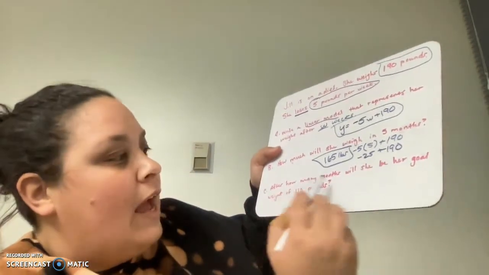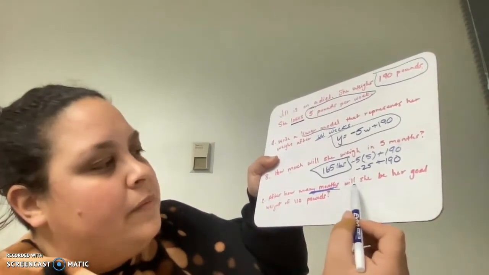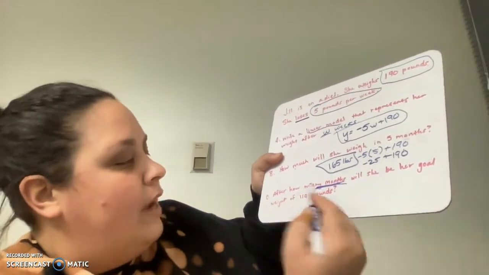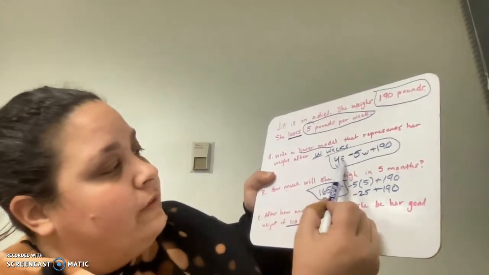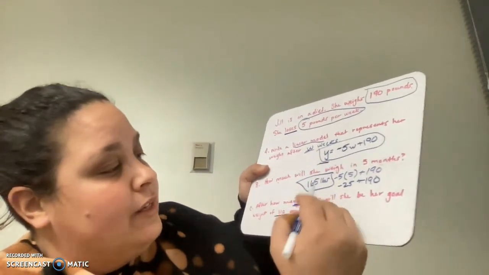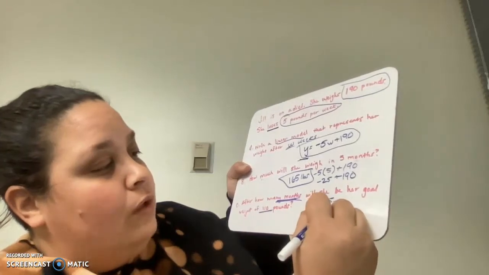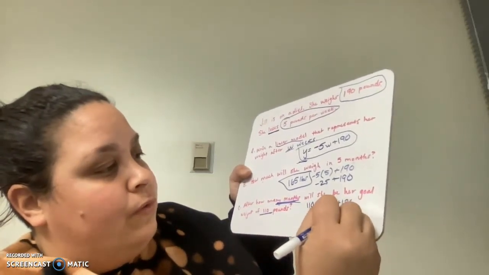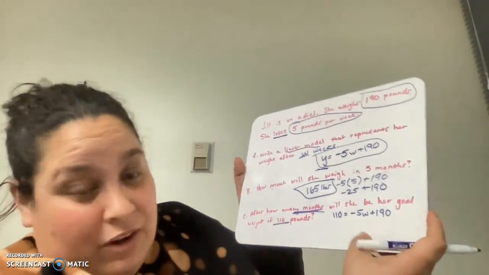Lastly, it says after how many months, so we don't know how many months this time, but after how many months will she be at her goal weight of 110 pounds? So we can solve this one of two ways. We can plug in our 110 right here, and then we can solve for what we're missing, which is our weeks. Or we can just keep counting, right?